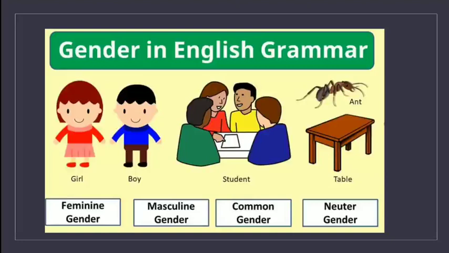Then neuter gender. Neuter gender, as the name suggests, are the words used for things that are not alive, that are non-living things. Okay, so feminine, masculine, and common gender, these three genders are used for the people, or animals, or living things.